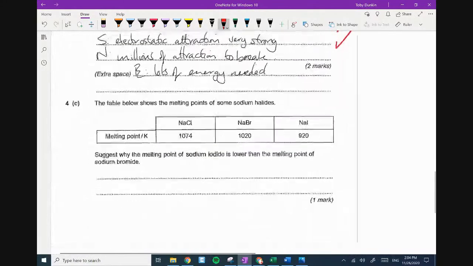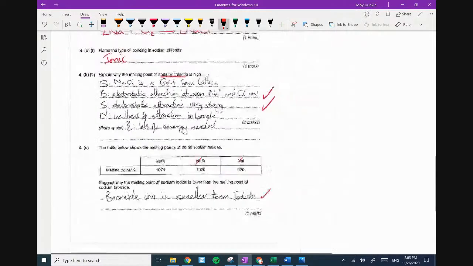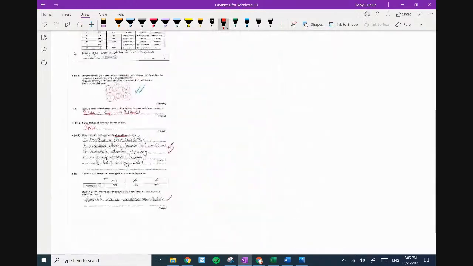Suggest why the melting point of sodium iodide is lower than the melting point of sodium bromide. Sodium we can ignore. Right, so the answer is that the bromide ion is smaller than iodide. That's it. 1 mark.